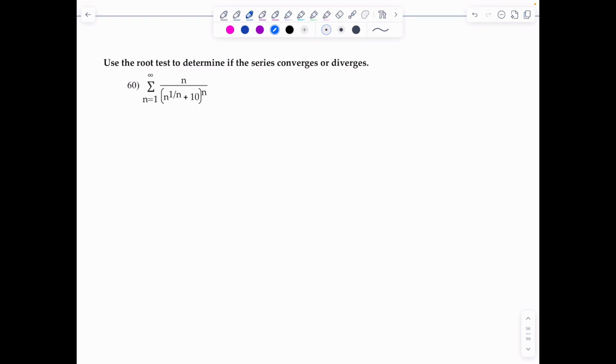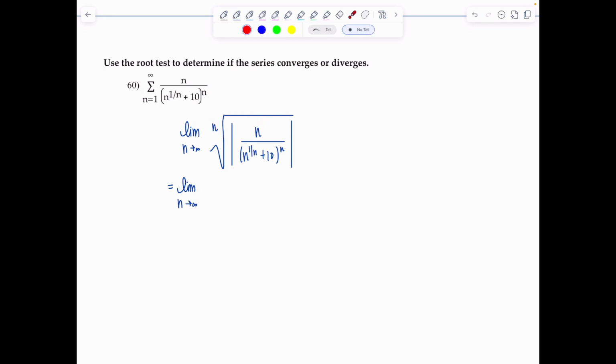Use the root test to determine if the series converges or diverges. Okay, so we've got the limit, n goes to infinity, nth root of the absolute value of n over n to the 1 over n plus 10 to the n. So this is going to be the limit as n approaches infinity. Now there's nothing here for this nth root to cancel with, so I still have the nth root of n up top. I'm going to write it as n to the 1 over n instead. And then this nth root will cancel with the n power exponent right there. So then I just have n to the 1 over n plus 10.